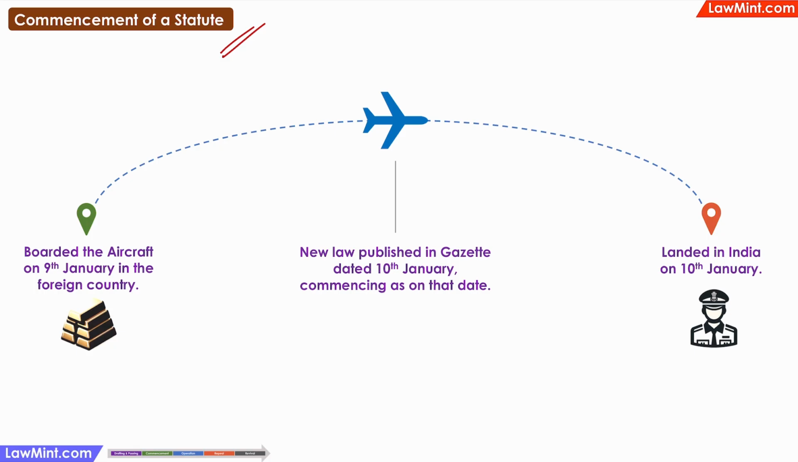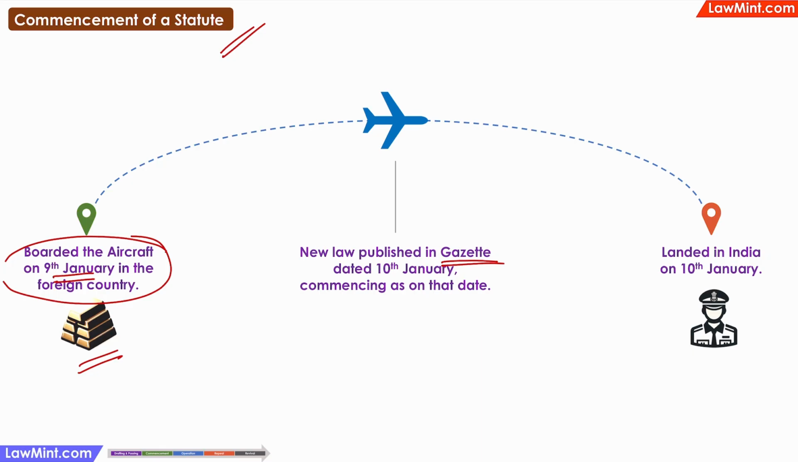Once upon a time, there were little or no restrictions on bringing gold into India. There was a businessman who had gone to some foreign country, and on the way back he purchased some gold to bring back to India. When he boarded the plane, it was the 9th of January. On the 10th of January, the government of India published a new law in the official gazette that put severe restrictions on the import of gold.